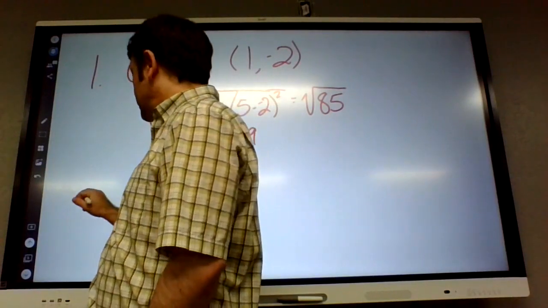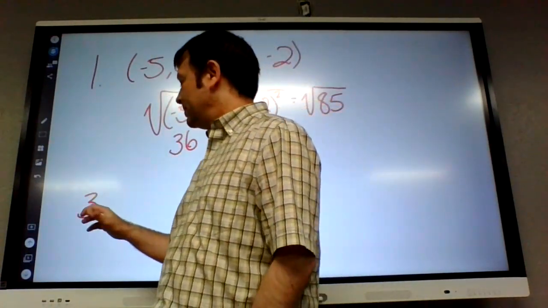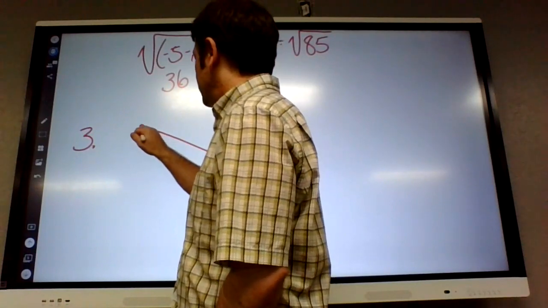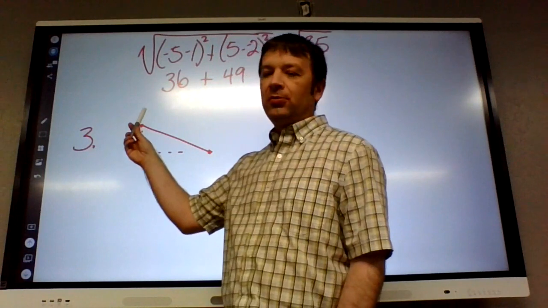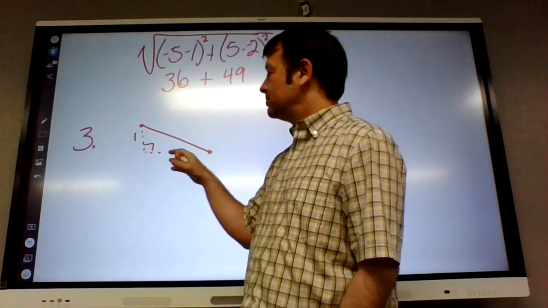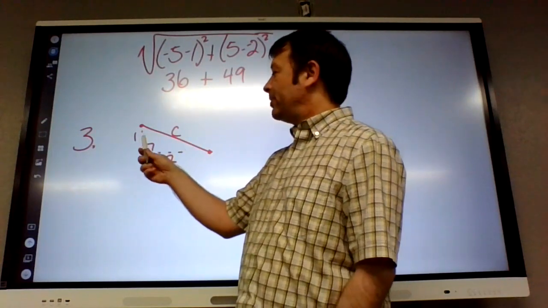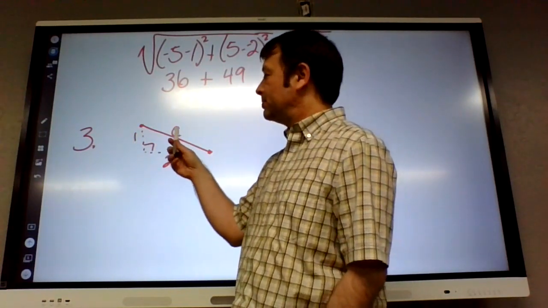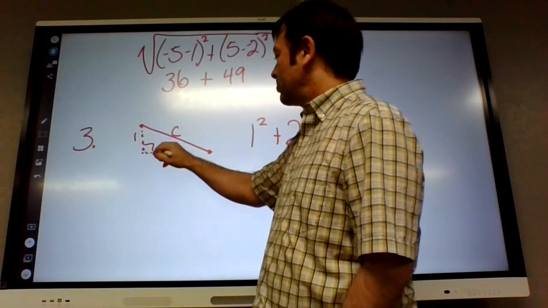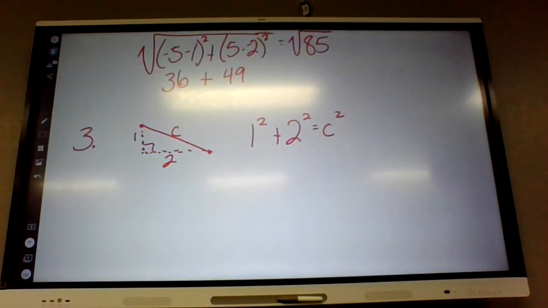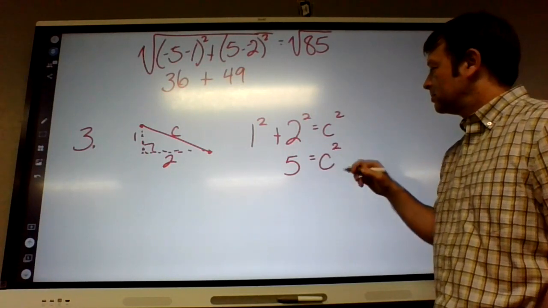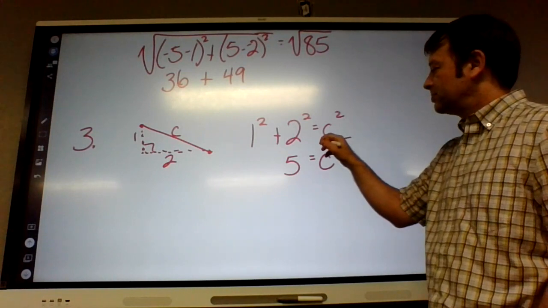Okay, number 3. We could use the distance formula on this, but you can also use the Pythagorean theorem, because that's basically what the distance formula is. On number 3, without drawing the whole thing, how much is the line dropping? 1. And how much is the line going over? 2. So it's 1 squared plus 2 squared equals c squared. See how it makes a little right triangle when you draw a horizontal and vertical line? So what's 1 squared plus 2 squared? 5. Now what? Square root.